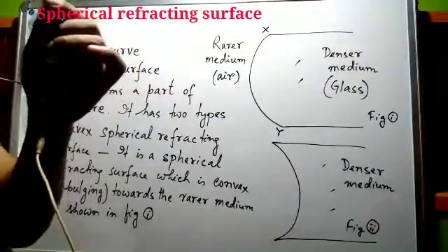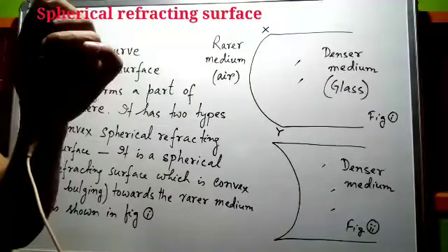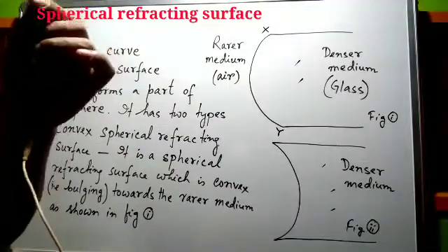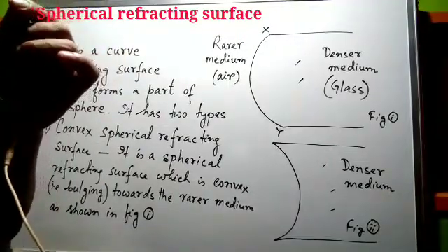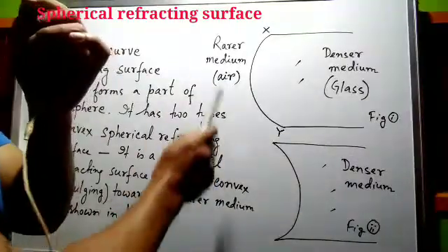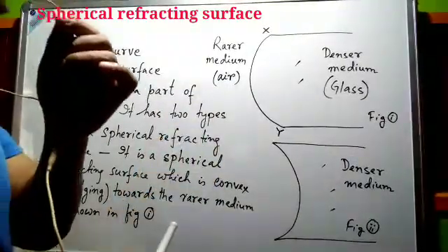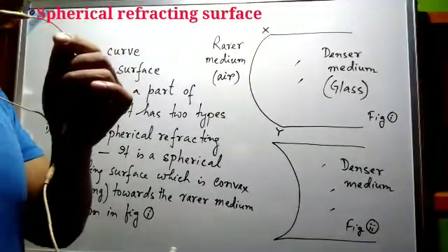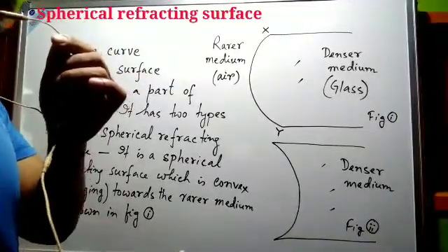Spherical refracting surface may be divided into two types. Number 1, the convex spherical refracting surface. Number 2, the concave spherical refracting surface.